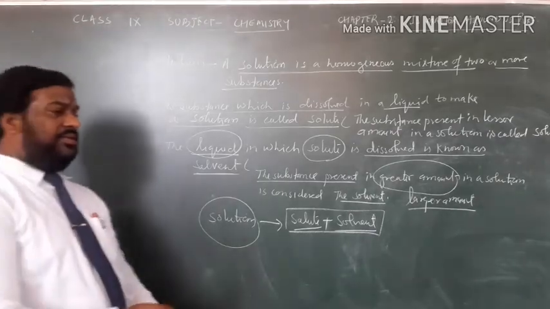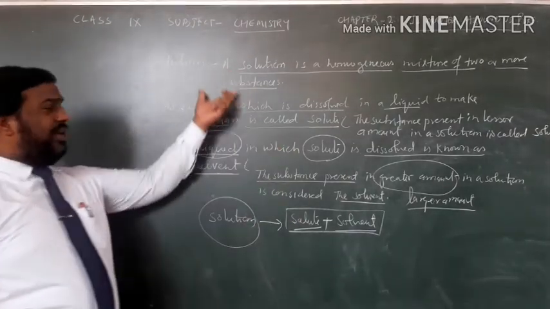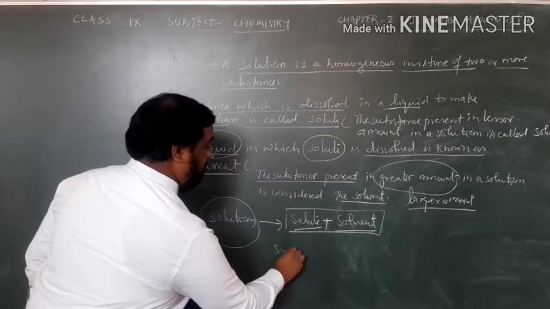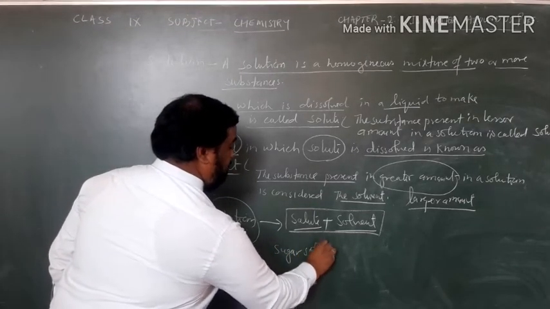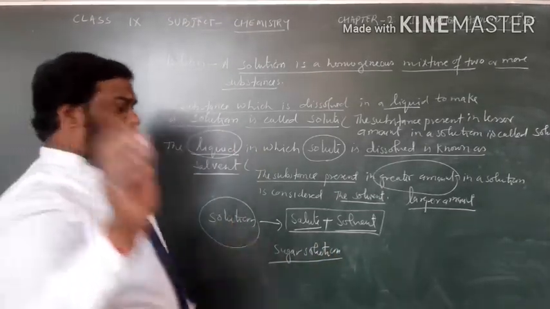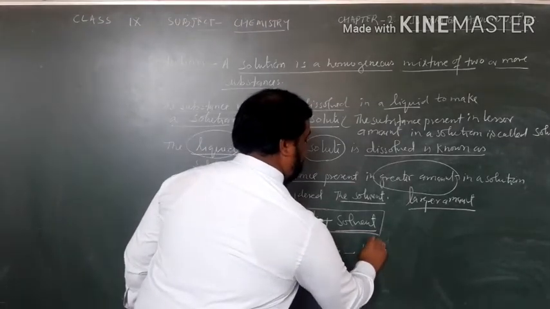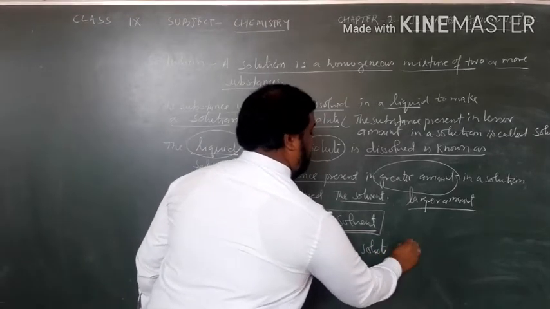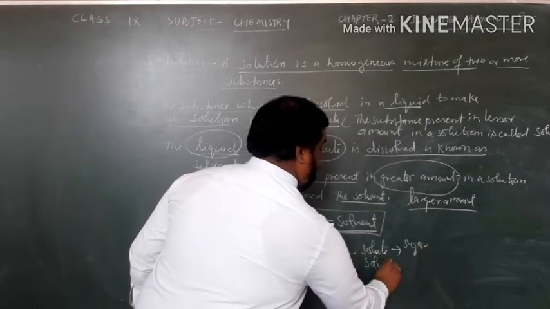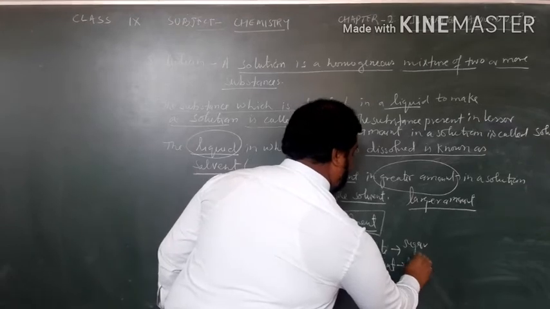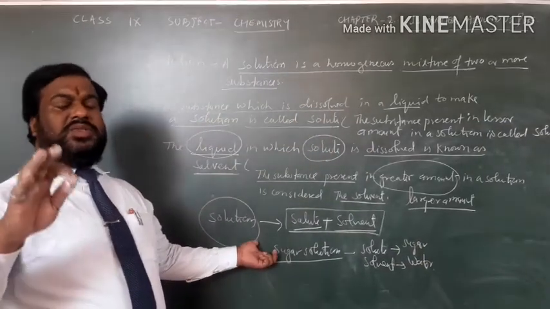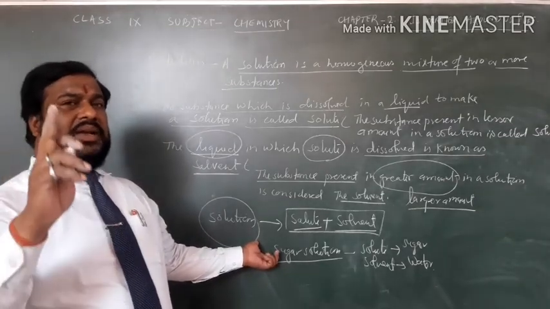Dear student, so here, for example, sugar solution. In sugar solution, the solute is sugar and the solvent is water. So sugar solution is a homogeneous mixture of sugar and water.